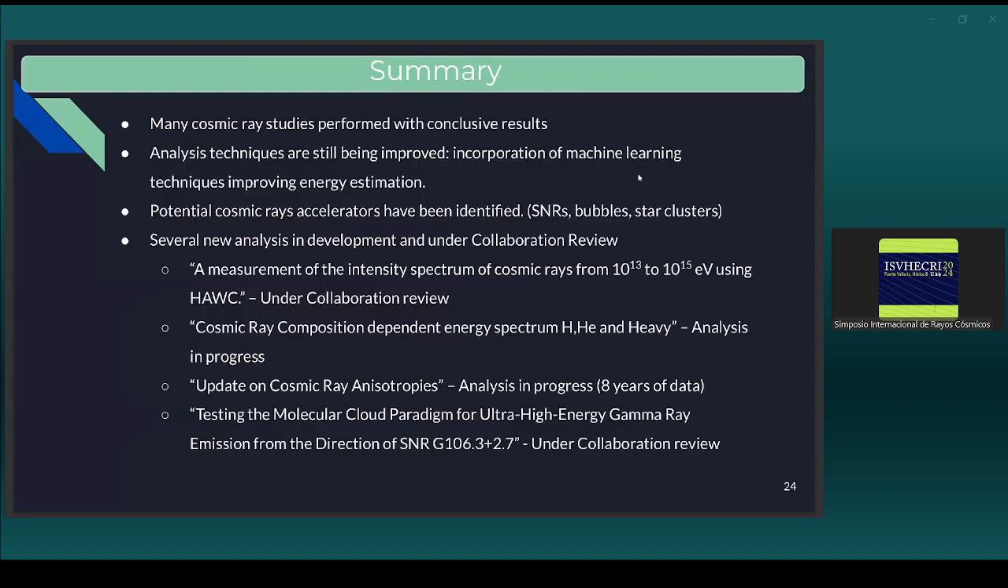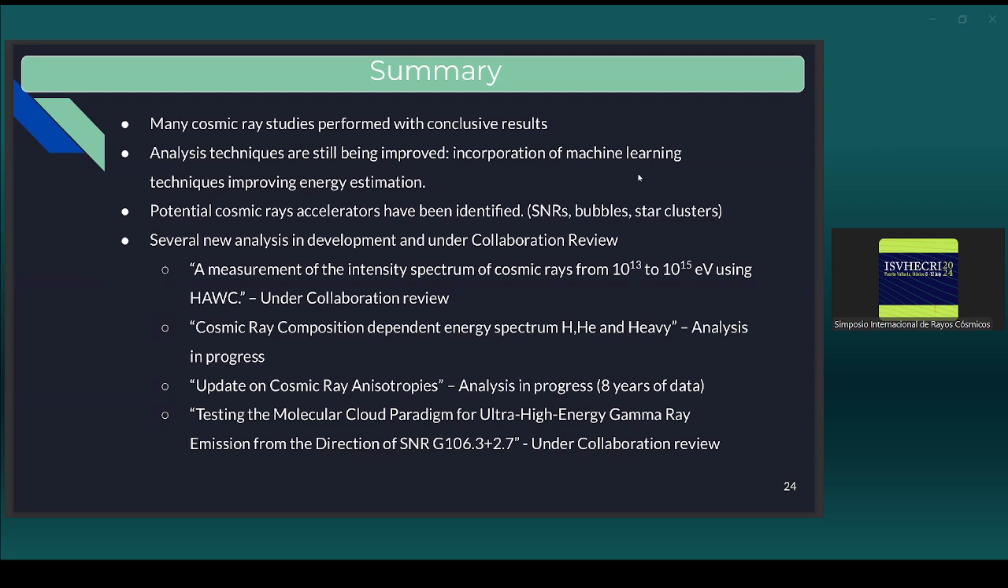And just a summary. We have many cosmic ray studies that have been performed using the HAWC Observatory, even though HAWC was thought to be a gamma ray observatory, but most of the events that we have are mainly cosmic rays, so why not use that data? And we are still working on analysis techniques so that we can improve our gamma hadron separation and also our energy estimation.